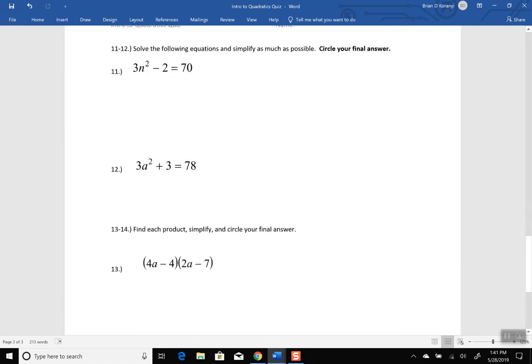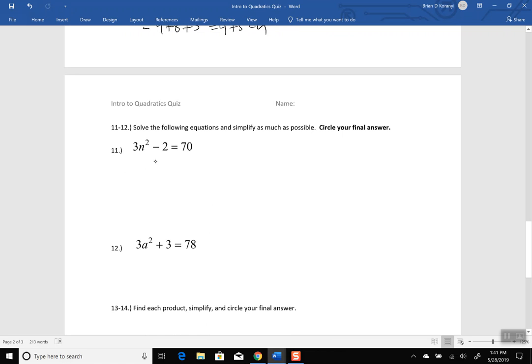Solve the following equations. Because I can isolate the squared value, I can just get the squared value by itself, so get rid of addition and subtraction first. So 3n squared equals 72. Get rid of multiplication or division, so divide both sides by 3. That should be n squared equals 24.